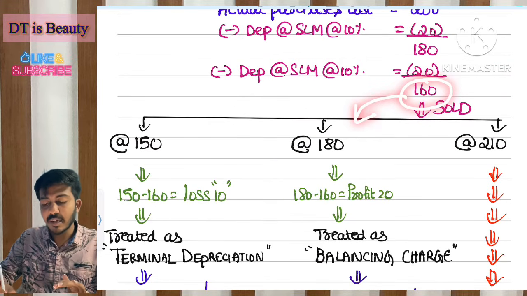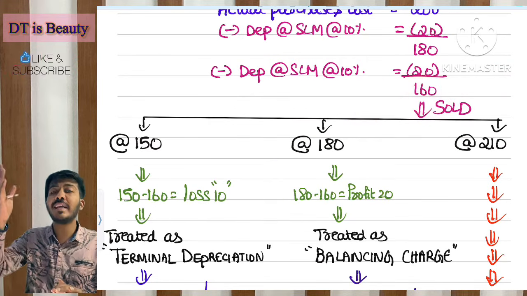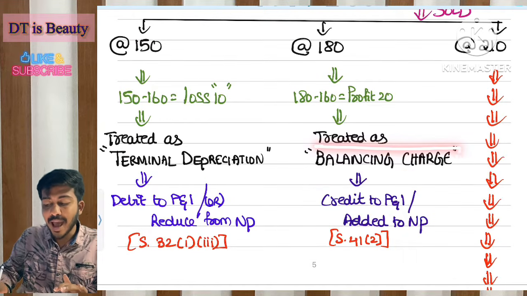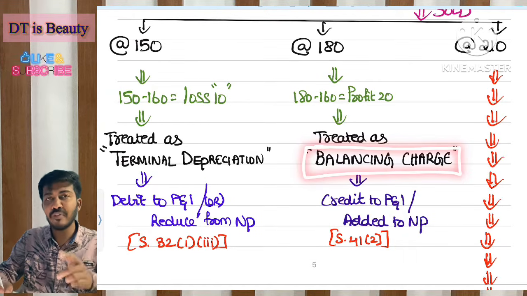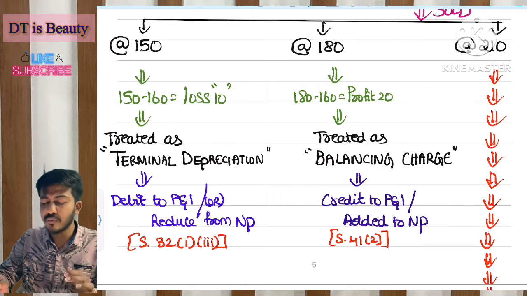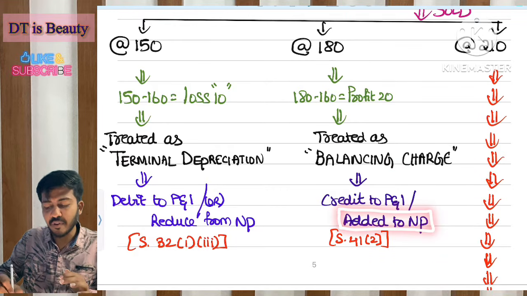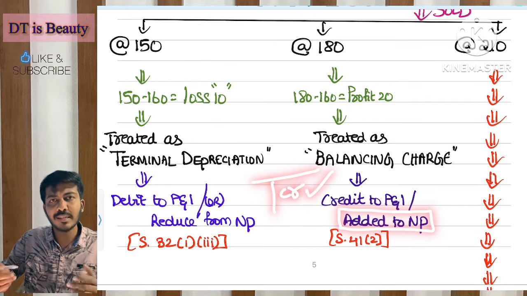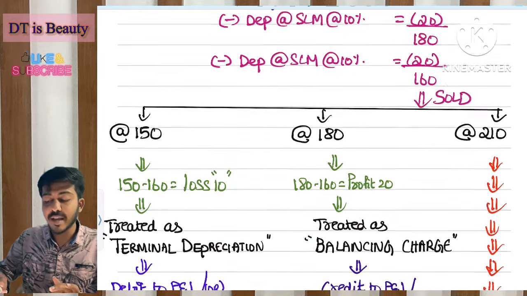160 worth asset is sold for 180. Wow, it is 20 rupees profit. Therefore, it is called a balancing charge. This profit in income tax language should be called a balancing charge. What will you do with this? Add to the net profit. If already they have included it in the credit side of the P&L, put a tick, it is correctly added. Come to the next case.